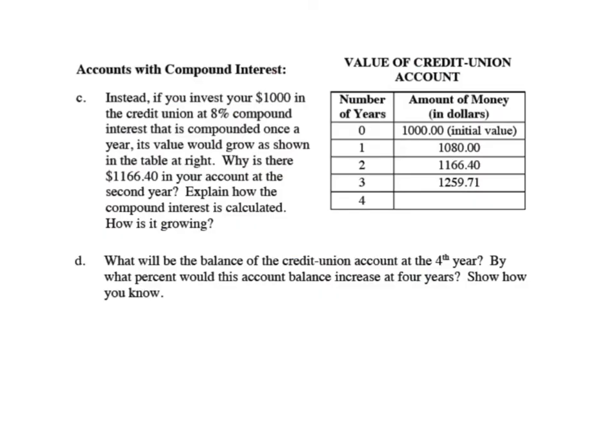Let's look at a situation with a percent of growth. You're going to invest $1,000 in a credit union and get 8% compounded interest. That means it's compounded once a year. Here's the situation in the table.